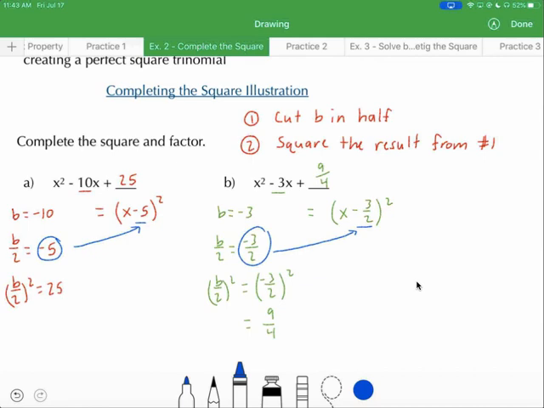Okay. All right, so you have a couple more examples on the Practice 2 tab there. Try those yourself, and then, when you're ready, come back and check your work with mine.